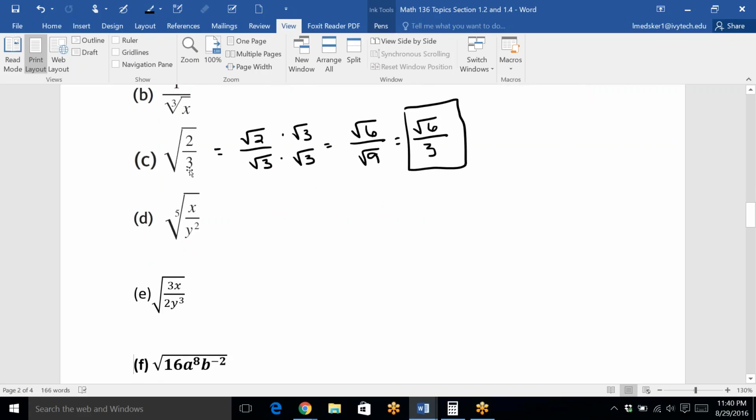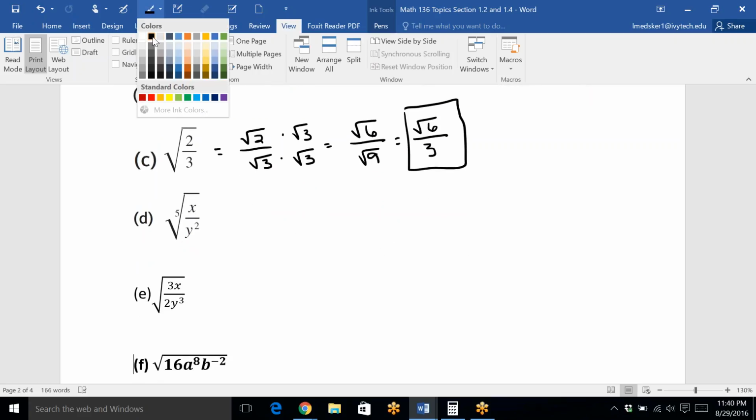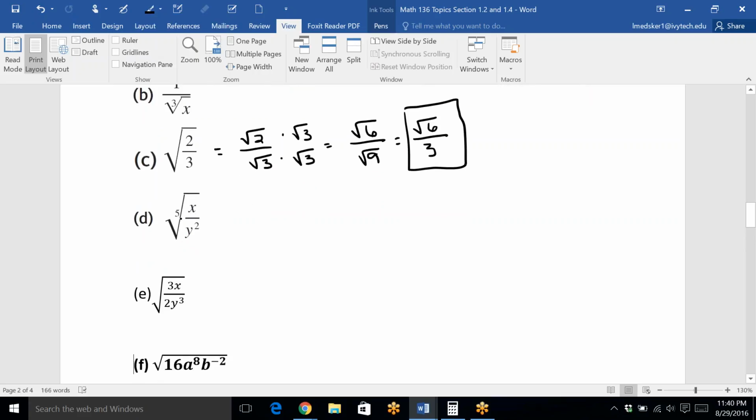Okay, let's look at example D. Be careful here, this is different than any that we've done before. This is a fifth root. So split it on top and bottom as a fifth root. So you have to ask yourself how many more y's do you need to make appear so that you have a group of 5. We would need 3 more, because that would be 2 plus 3 more would make 5.